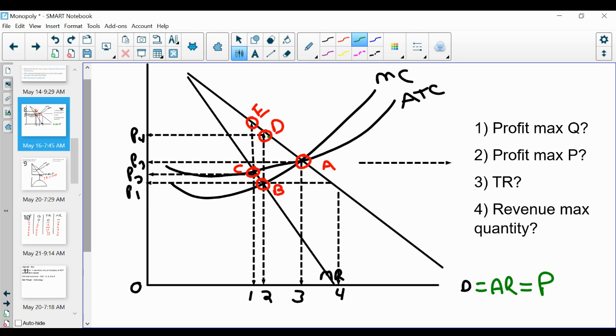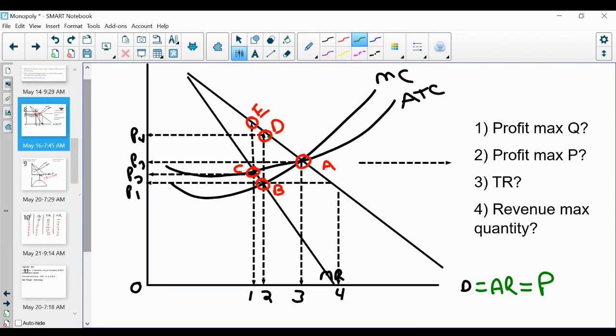What we have here is a monopoly graph, and we are going to use it to determine where our total revenue and profit maximizing point and price are. The skills are very similar to what we did in perfect competition. The difference is that monopolies have downward sloping curves.